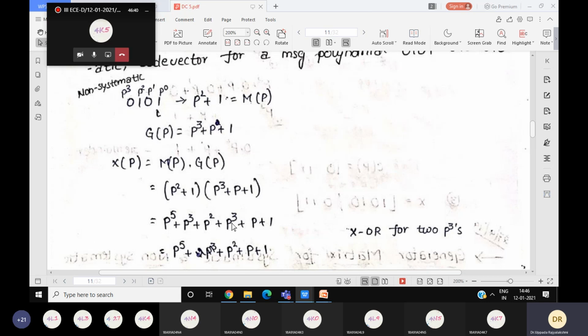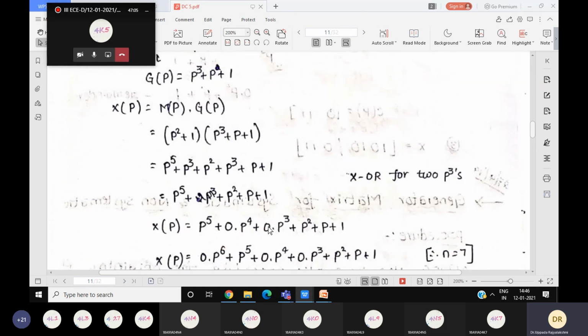Actually here you have p cube plus p cube. Please remember this addition is not the normal addition. This is the XOR addition. So here you have p cube XOR p cube. What is the XOR of same data? It will be 0. So it's not 2p cube, it is 0. Okay. So p power 5 plus p square plus p plus 1.